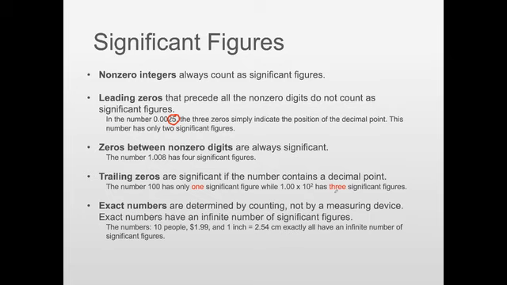Money and currency, you don't have fractions of cents. I can count out pennies specifically. So $1.99 represents 199 pennies. I can count those exactly. And so again, most currency is going to have an infinite number of significant figures.